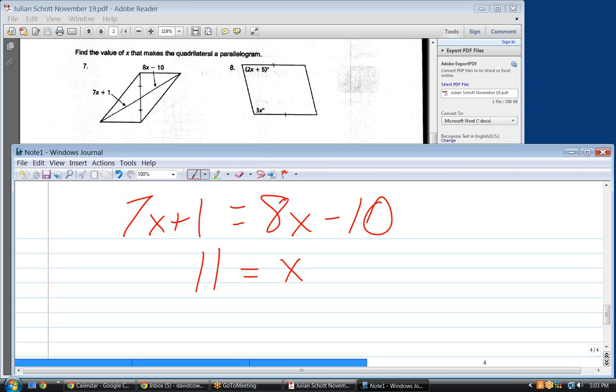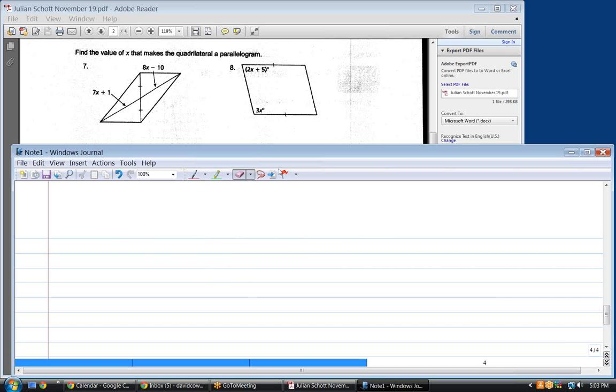So as long as x is equal to 11, that is a parallelogram. What makes this a parallelogram? What has to be true? See if you can figure it out by looking at it. What has to be true about this angle and this angle? The two angles on the left that are defined by 2x plus 5 and 3x.